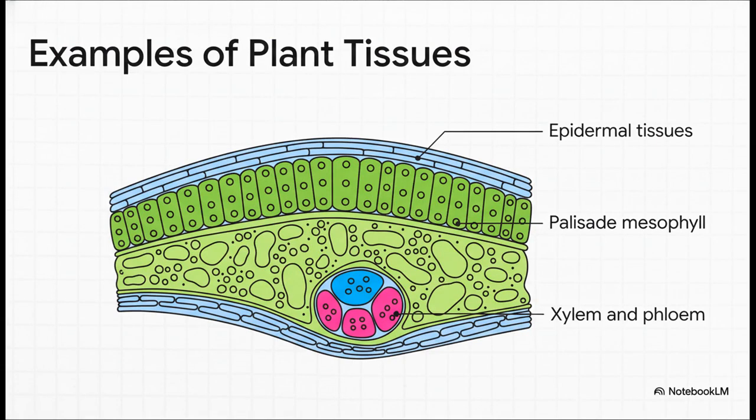To make this a bit more real, let's think about plants. The epidermal tissue? That's kind of like the plant's skin, a layer of similar cells all working to protect it. Or the palisade mesophyll? That's a tissue jam-packed with chloroplasts, where every single cell has one job, doing as much photosynthesis as possible. Perfect examples of tissues in action.